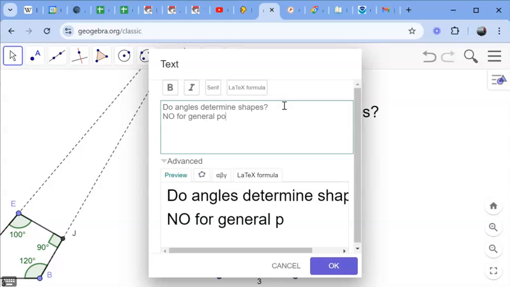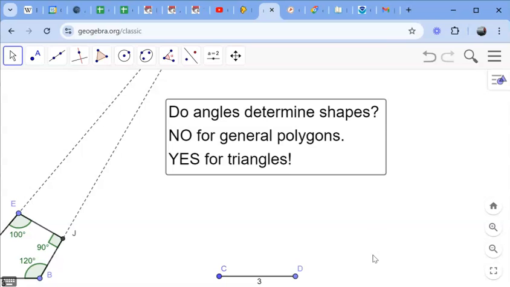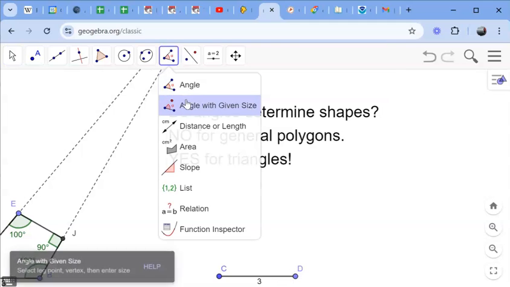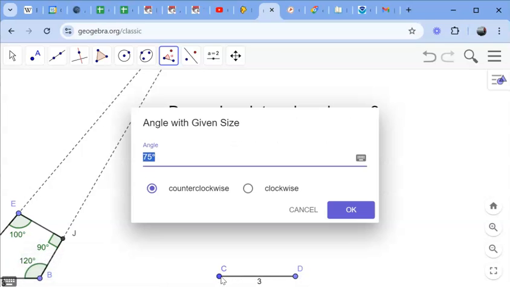For general polygons. And the claim is yes for triangles. Triangles are incredibly special. We already know that from last semester from the triangle congruence theorems. And then this is the corresponding thing. So I'm going to do this live in front of you. I'm going to create an angle at C here.